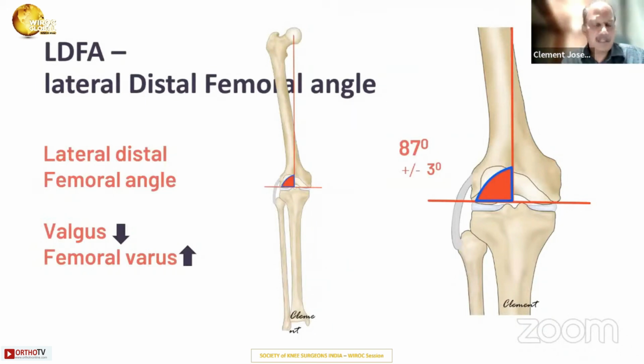The second measurement one should be aware of is the lateral distal femoral angle, which is the angle made by the mechanical axis of the femur with the distal femoral joint surface. Once again, the normal value would be 87 degrees. It is decreased in valgus, and it will be increased in varus deformities where the femur is the main source of the varus.